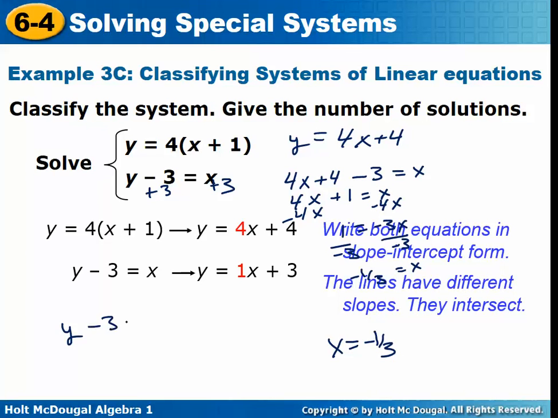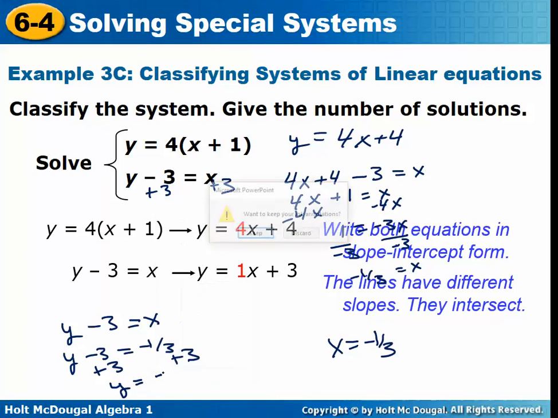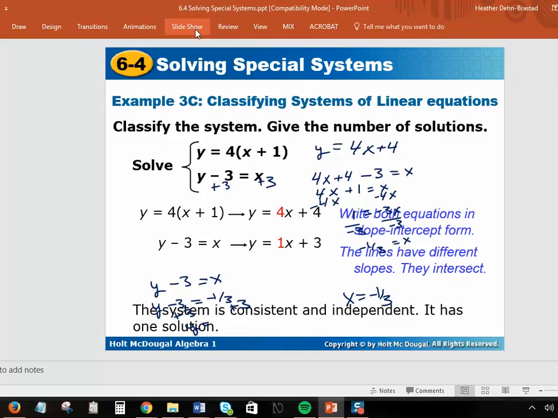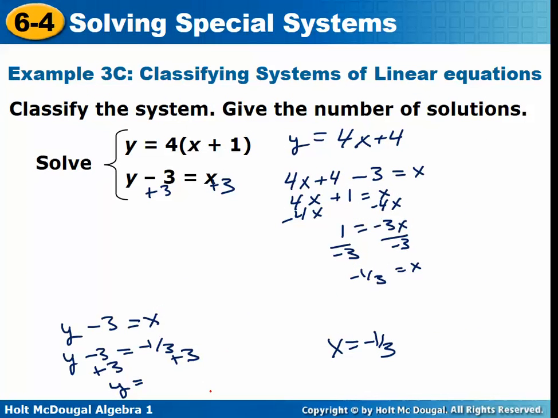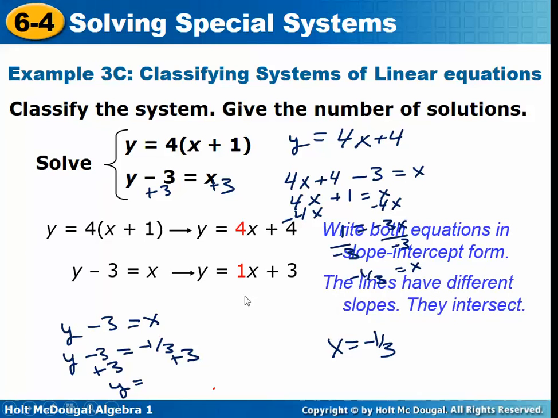If we use the second equation, y minus 3 equals negative 1/3, we would solve this by adding 3 to both sides. So y is equal to negative 1/3 plus 3, and that's the same as 3 minus 1/3, which would be 2 2/3. So you can find an answer if it's a consistent, independent system.